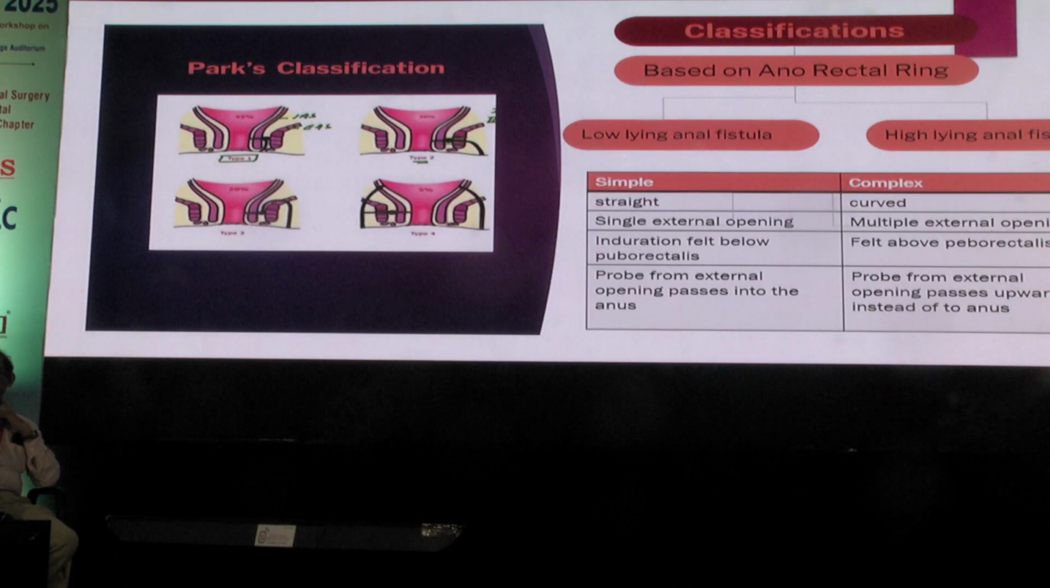On the contrary, complex fistulas are curved and have multiple external openings, and the induration is felt above the puborectalis. The probe from the external opening passes upwards instead of into the anus. This gives us the first diagnosis of whether it is a low-lying or high-lying anal fistula. And there is the Parks classification, as mentioned by the previous speakers: type 1 is intersphincteric, type 2 is transsphincteric, type 3 is suprasphincteric and type 4 is extrasphincteric.